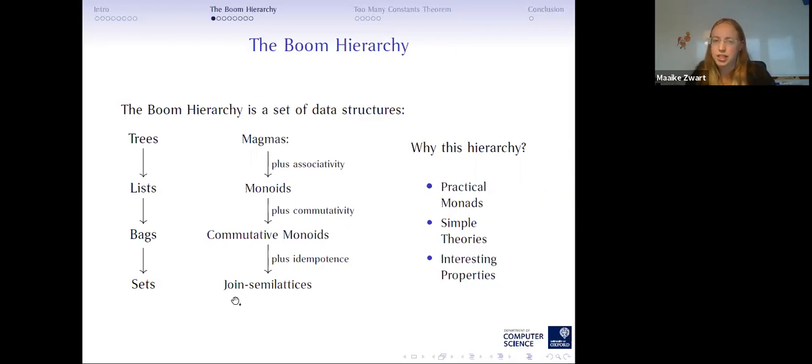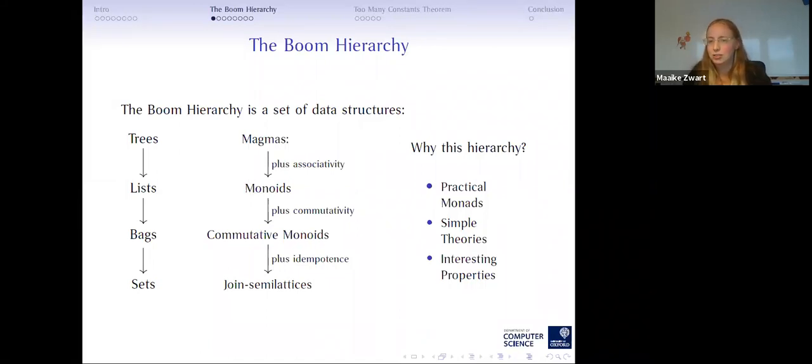Associativity and commutativity are linear equations, which have proven to be very important in monad compositions. Idempotence and units are not. So that's also interesting. So you have both sides, both the nice linearity, but then also equations that are nonlinear, so you can study both.